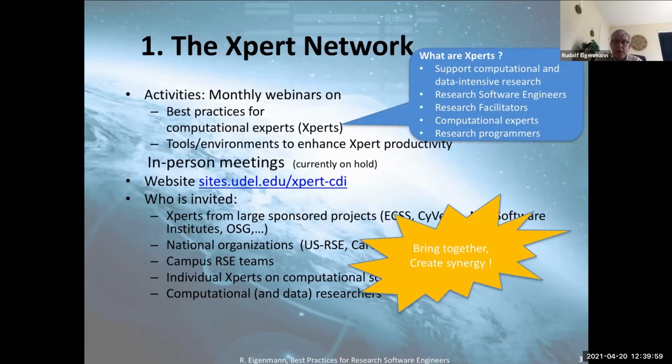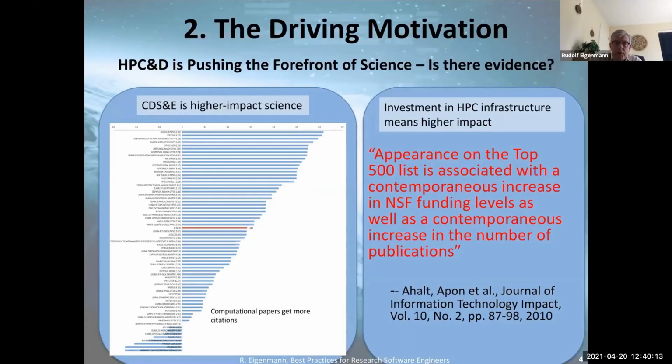What do we want to do with all those? Well, we want to bring them together. We want to create synergy. I'm a big believer in bringing people together. Good things will happen. And that's essentially at the high level what the Xpert Network aims to do. So let's go to my point number 2, which was, what is really the driving motivation?